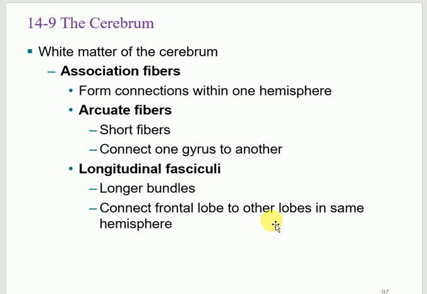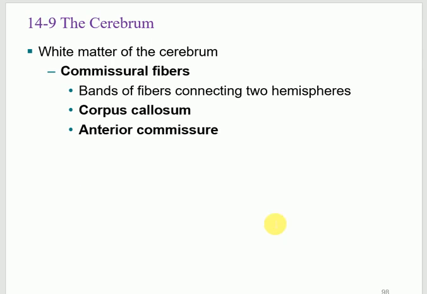How about this? What if I'm connecting the frontal lobe here with the occipital all the way in the back? Yeah, still association fibers, but not arcuate. It's called longitudinal fasciculus. I will show you the pictures.